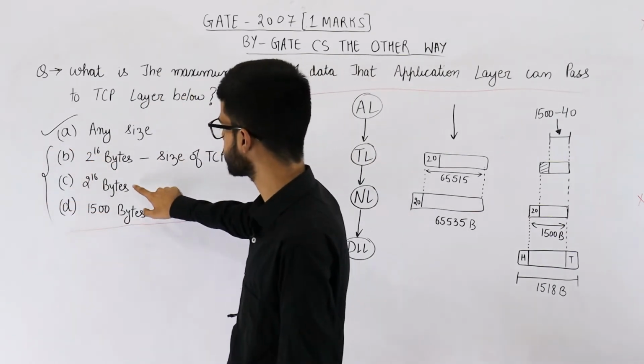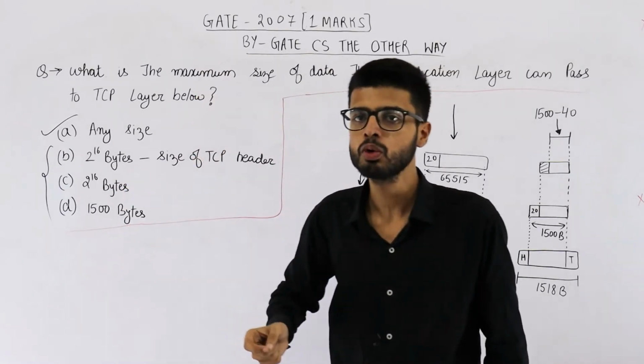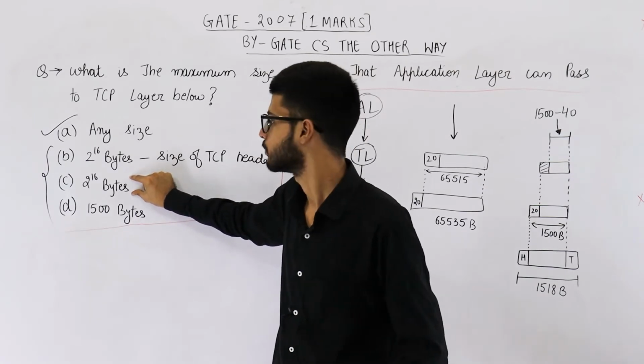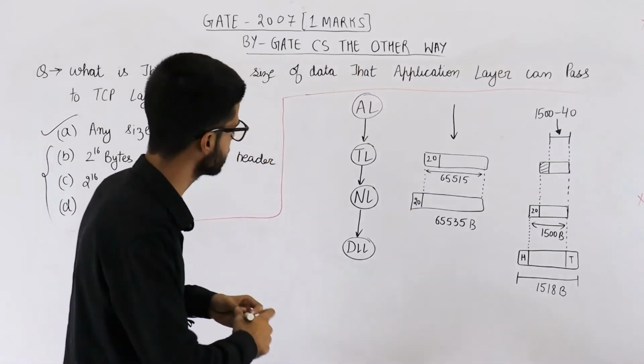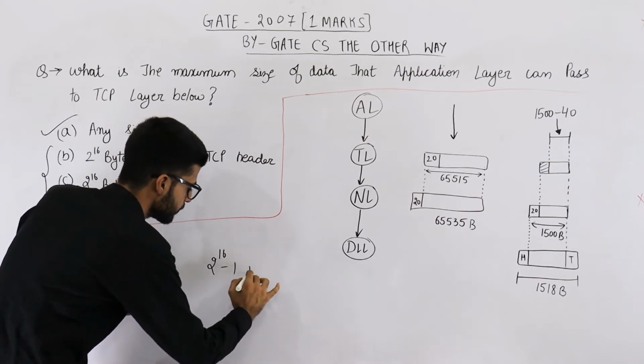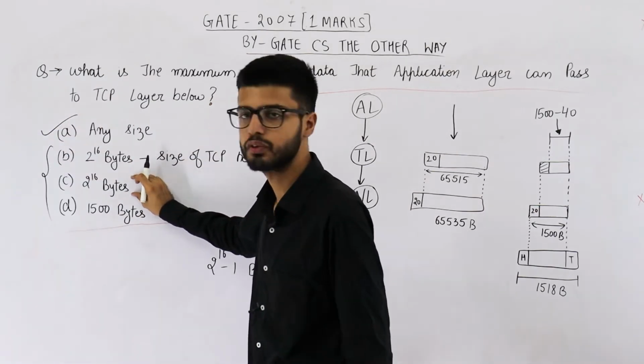For example, this option C is 2 raised to the power 16 bytes. This is almost equal to the maximum size of an IP datagram. What is the maximum size of IP datagram possible? It is 2 raised to the power 16 minus 1 bytes. So this option is just to confuse you.